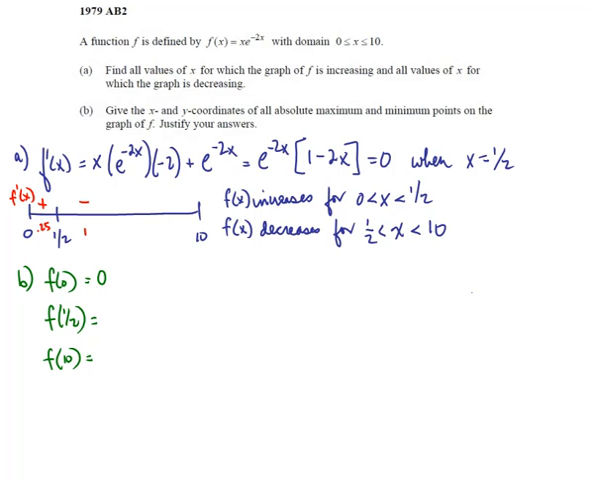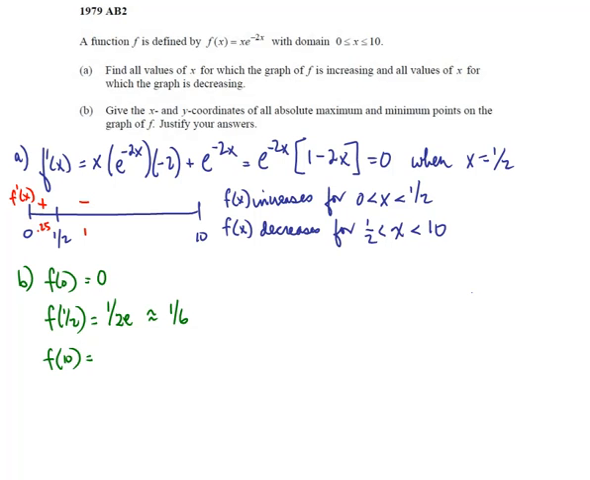F of 1/2, when x is 1/2, e to the negative 2 times 1/2 will be e to the negative 1, which is 1 over e. And 1/2 times 1 over e is 1 over 2e. And that's roughly equal to 1/6.